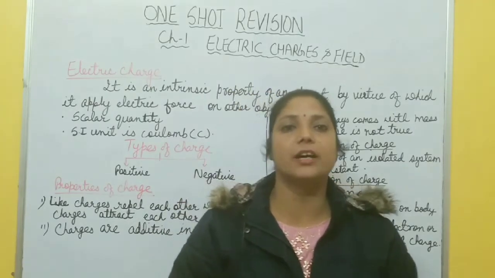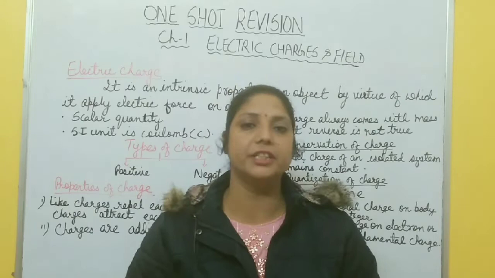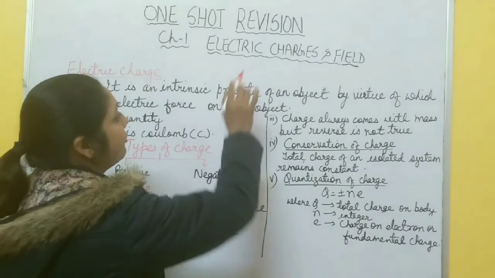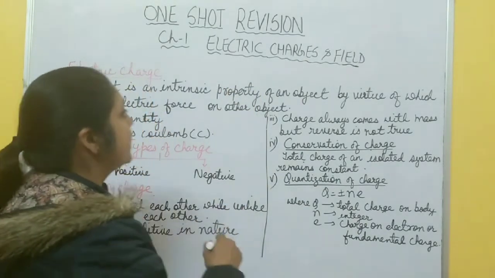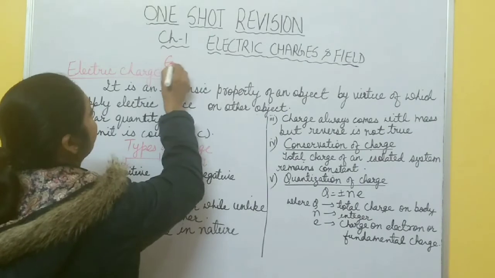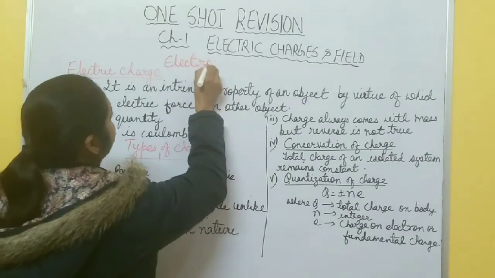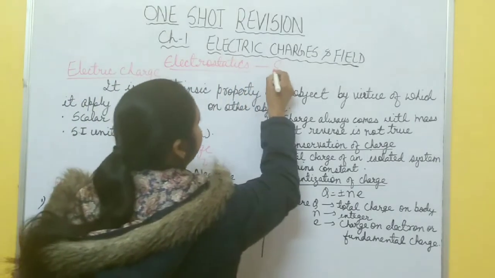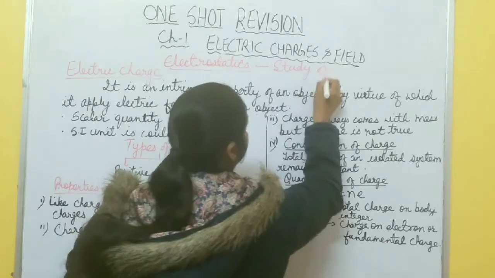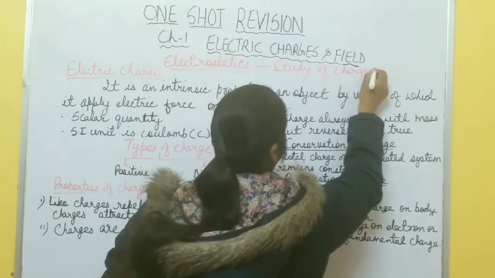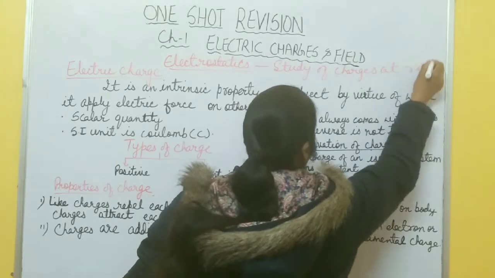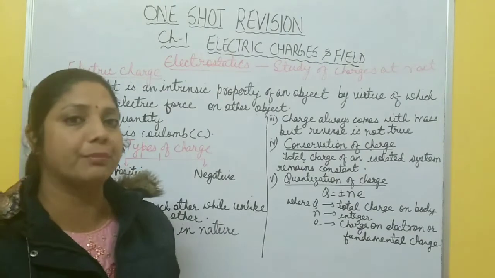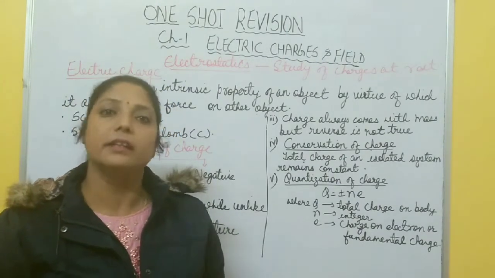Today I am going to start one short revision of all the 14 chapters of physics. And I will start with chapter 1, that is electric charges and field. This chapter comes under unit electrostatics. Electrostatics means study of charges at rest. Under this unit, two chapters come: chapter 1 electric charges and field, and chapter 2 electric potential and capacitance.